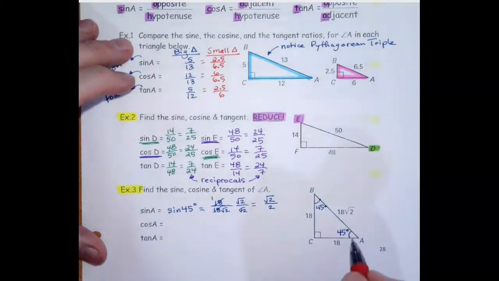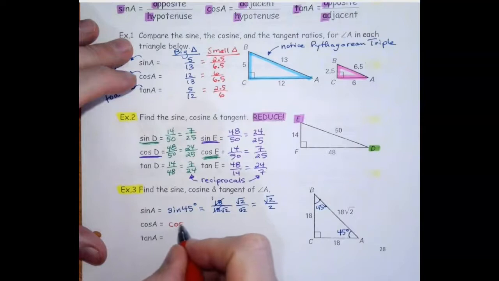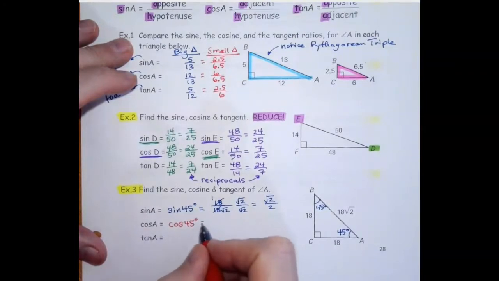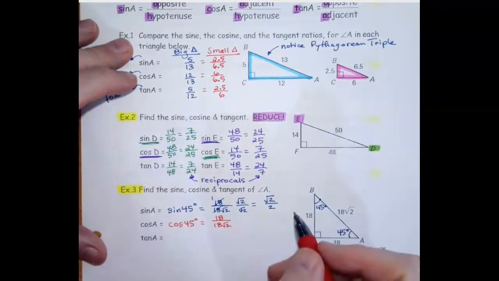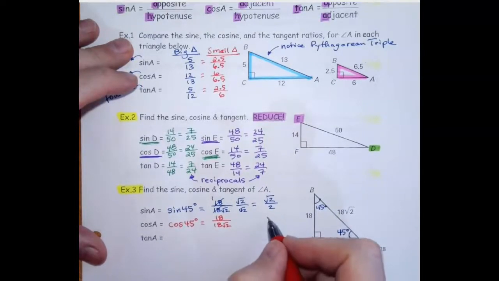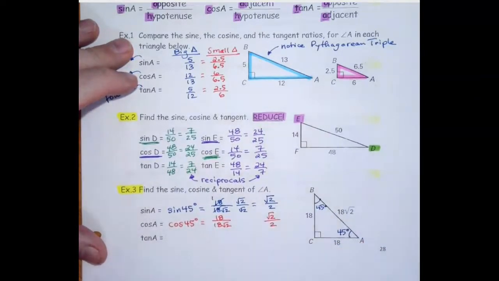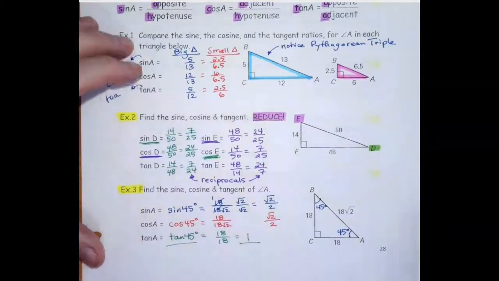Okay, and if we move over to the cosine of 45, well, the nice thing about that is that because it's isosceles, the opposite and the adjacent sides are equal. So that's also going to be 18 over 18 root 2, and that is going to be the same. Okay, and finally the tangent of 45 degrees is opposite over adjacent. And so those are all really nice values. So we can hopefully kind of memorize those three.